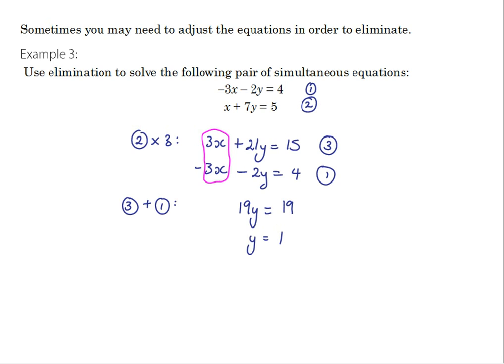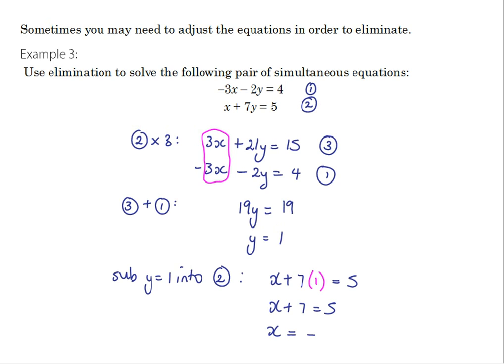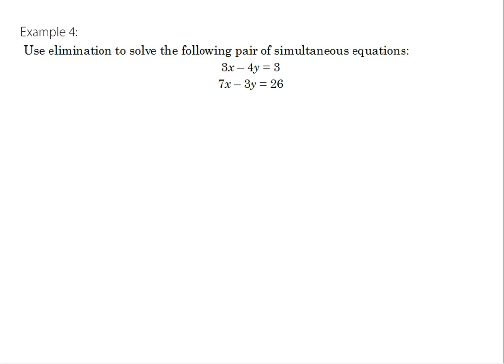And then we wish to substitute y back into one of the original equations. I'm going to go with equation 2 in this case. Okay, so x plus 7 times 1 is equal to 5. So that's x plus 7 is 5, so subtracting 7 from both sides, x equals negative 2. So therefore x equals negative 2, y equals 1 is the solution to this pair of simultaneous equations.